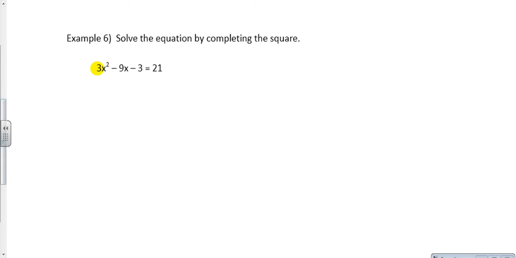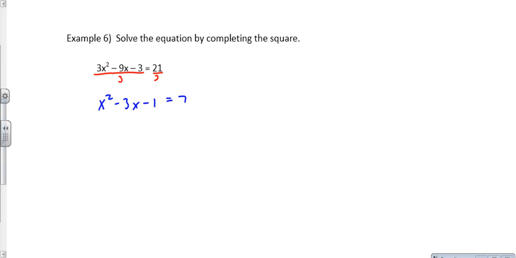Now, to make this a 1, we're going to divide everything by 3, both sides of the equation, because it's an equation and must remain balanced, therefore the same thing must occur on both sides of the equation. If I divide by 3, I will get x squared minus 3x minus 1 equals 7.